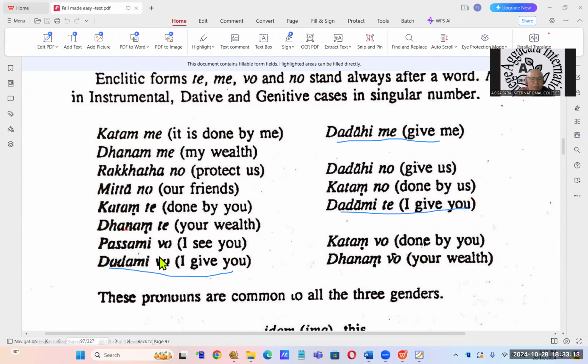So it just tries to highlight how to use wo, may, no. Dadahi no: give us. Oh, this one. Then, according to the grammar here, you have to put long a here. According to the example given, it should be dative here. Okay, dative. Then pasami wo should be accusative.